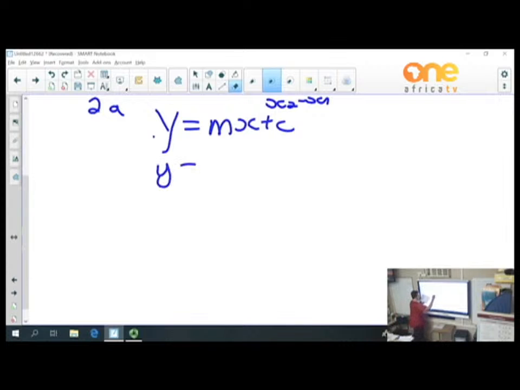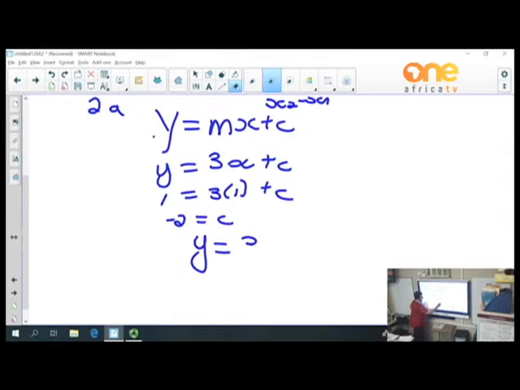So this one is very easy. y is equal to 3x plus c. And now we have put those coordinates in, 1, 1. So to find c, it's always substitution. So c is then equal to negative 2. So the equation is y is equal to 3x minus 2. That is what we want now and what we're heading at.